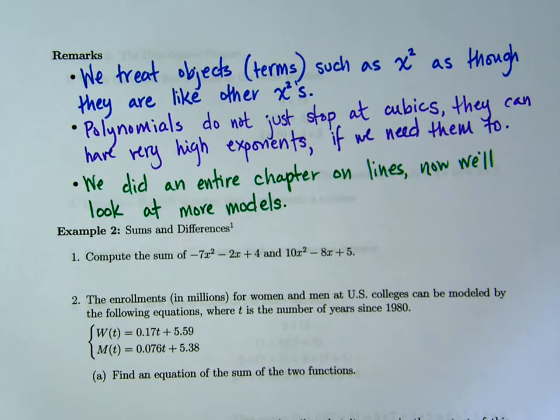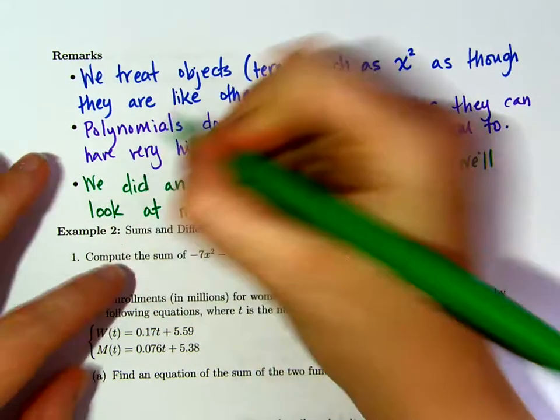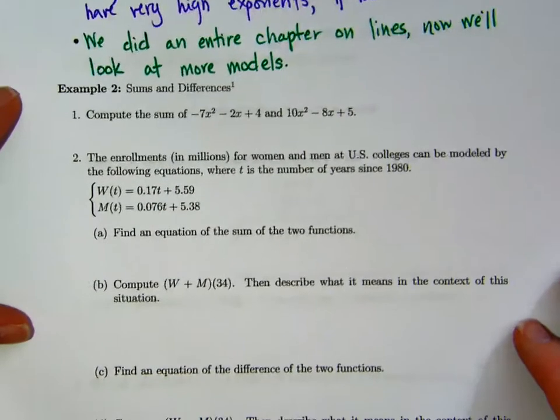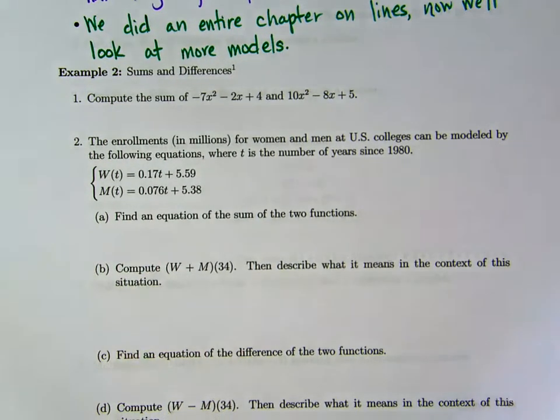Okay, let's open the gate to having more information about a situation. The more information, the better our decisions get. The better our model gets, the more realistic it is. Example 2, sums and differences.